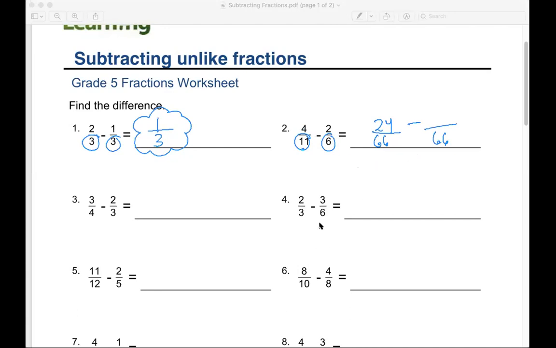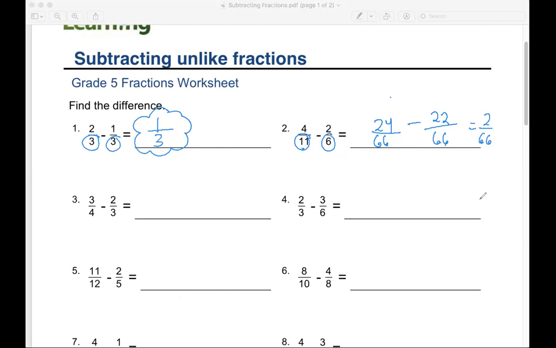Now, how would I get from 6 to 66? What factor? How would I get from 6 to 66? 11. 11. So 2 times 11 is 22, right? Good. So then my last step would be to subtract, right? What would 24/66 minus 22/66 be? Just 2/66.